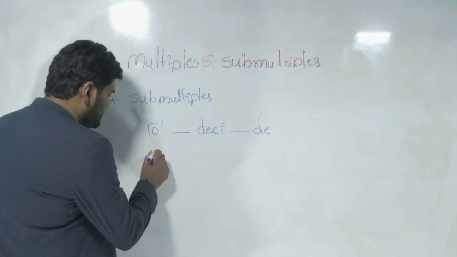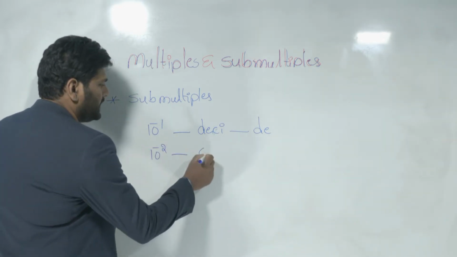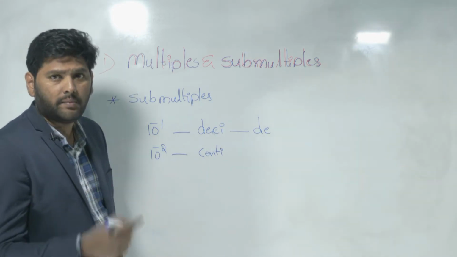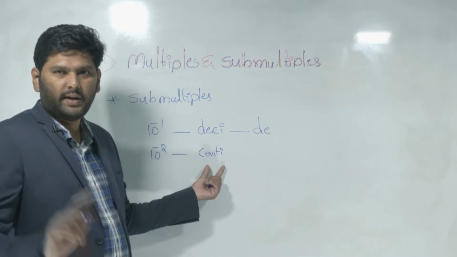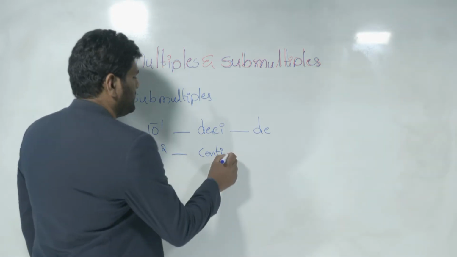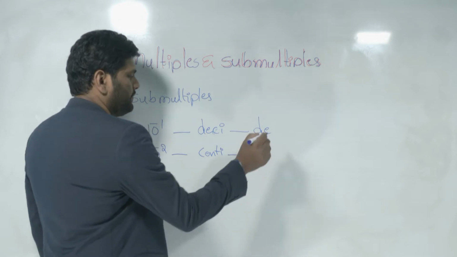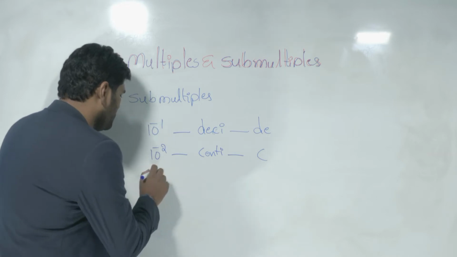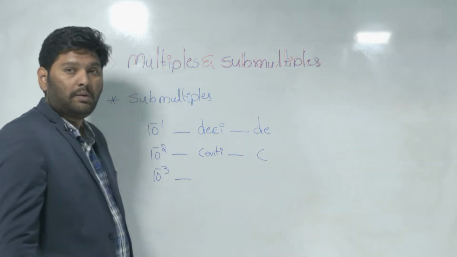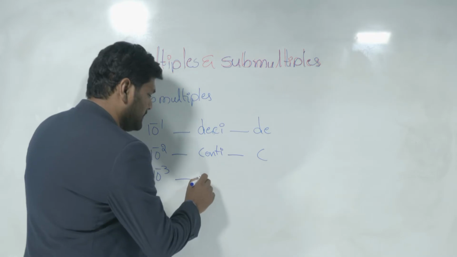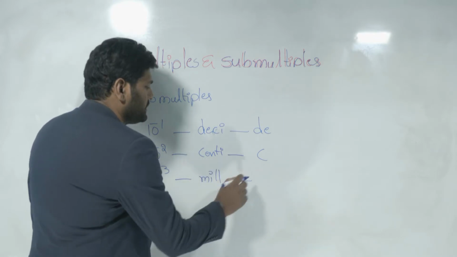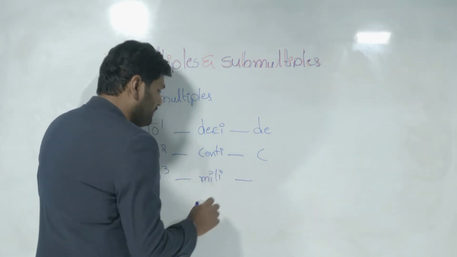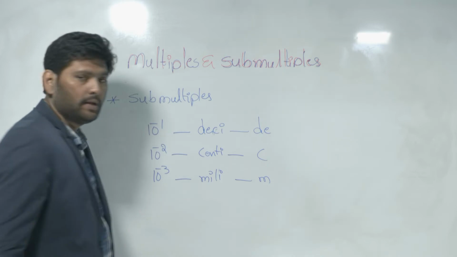Next, similarly, 10 power minus 2 is centi. Centi, not sentiment. The symbol is c. Next, 10 power minus 3 is milli. Not mulli, it is milli. Milli symbol is m.